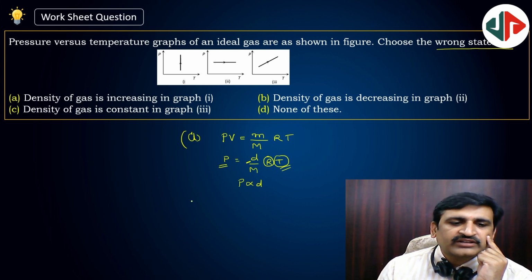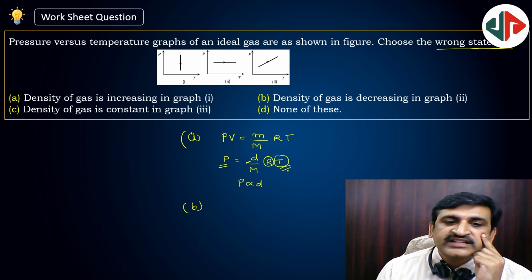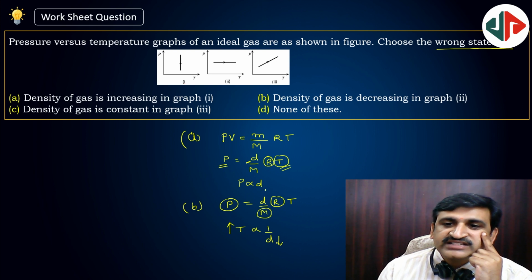Correct only. Now let us think about the second option: density of the gas is decreasing in graph 2. Here in this case, temperature is increasing. See, P is constant, so P equals (D/M)RT with R constant and T increasing. Here T and D are inversely proportional. If T increases, obviously D should decrease, right? So density is decreasing. As temperature is increasing, obviously density decreases. This is also correct. He is asking for the wrong statement.